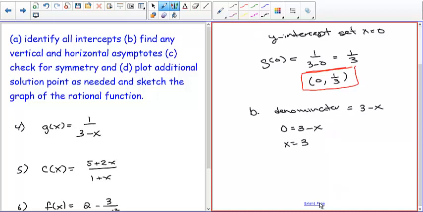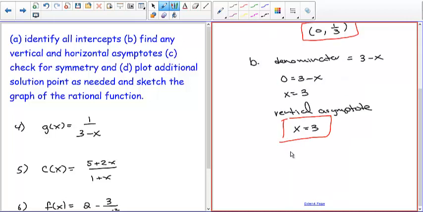Okay, so that means that, for one thing, the function does not exist at x equals 3. It also means that we have a vertical asymptote. The vertical asymptote is a vertical line, x equals something, and it's equal to that. So that's my vertical asymptote. So I can plot that.